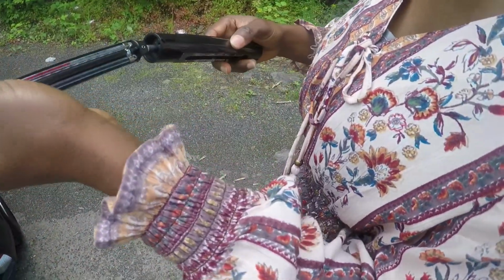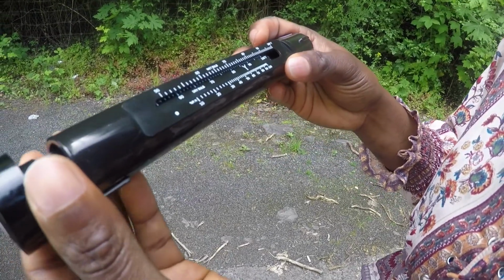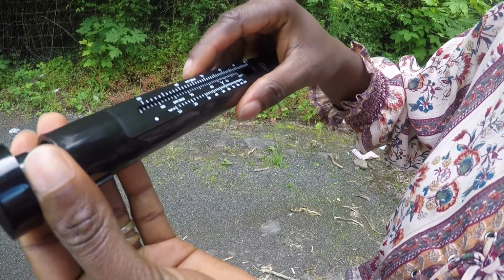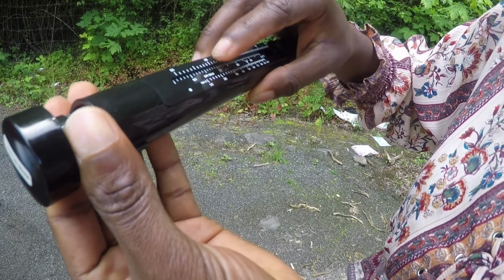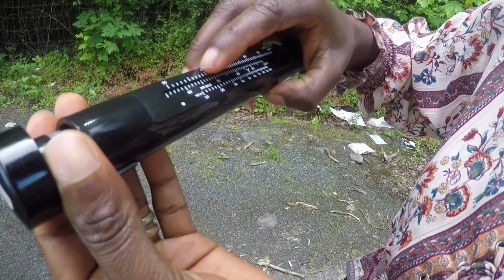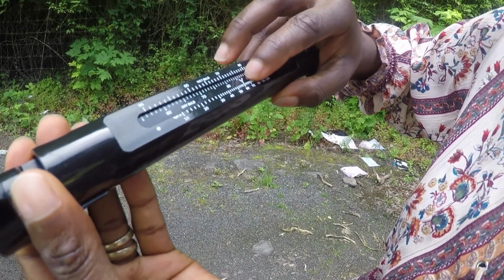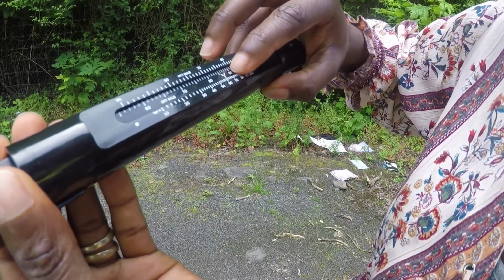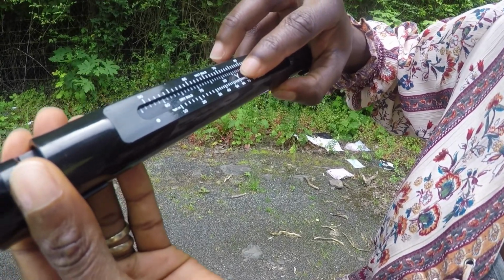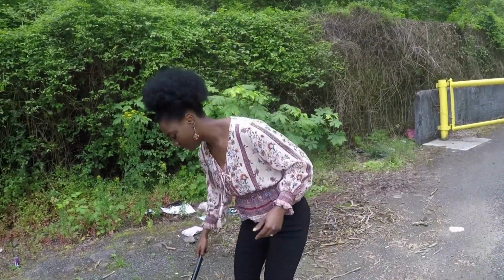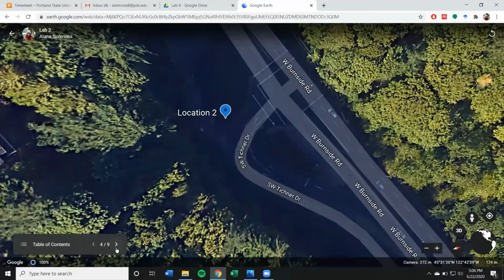Let me click this in, take the relative humidity measurement. So we have the dry bulb temperature to be 65 and the wet bulb to be 58. I have aligned these two temperatures to get a relative humidity reading. So that is about 63%. So our relative humidity is 63%. All right, so we're done here. Let's go to the third location.